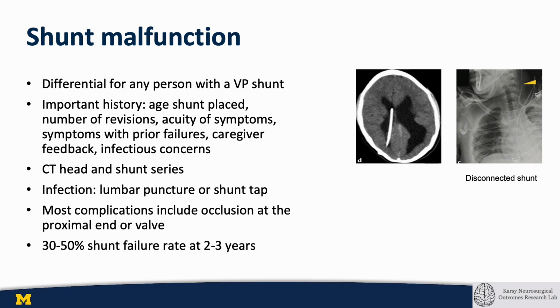We prefer trying not to do a shunt tap, just because if the shunt is working well, you don't want to seed it with an infection or damage it. So we try to avoid doing shunt taps unless absolutely necessary. And most shunt problems occur at the proximal end of the catheter coming out of the brain or the valve that get occluded. And unfortunately, the shunt failure rate is very high, 30 to 50% in 2 to 3 years. So this is a very difficult problem that unfortunately happens too commonly.